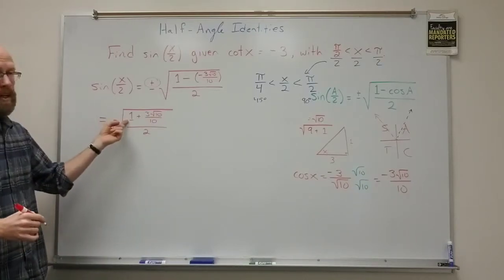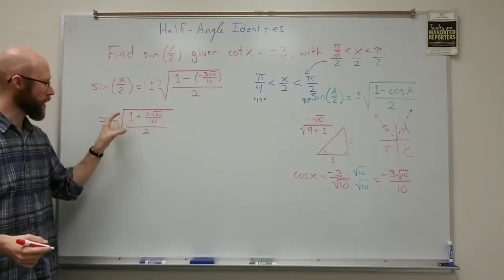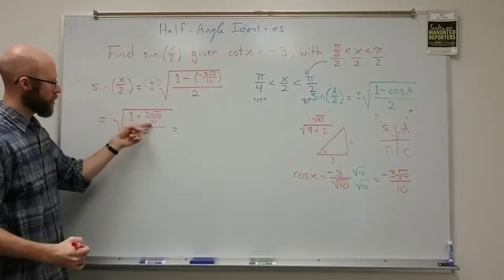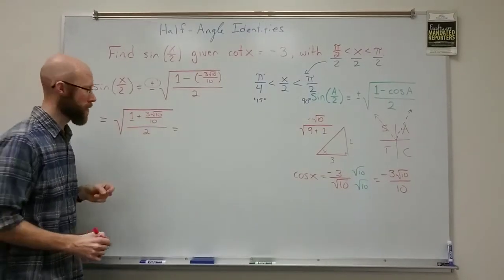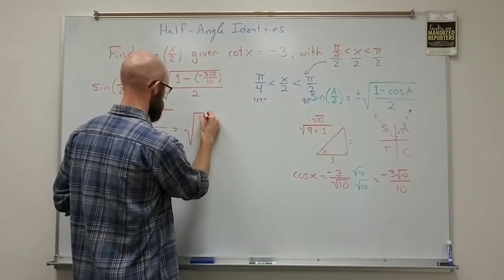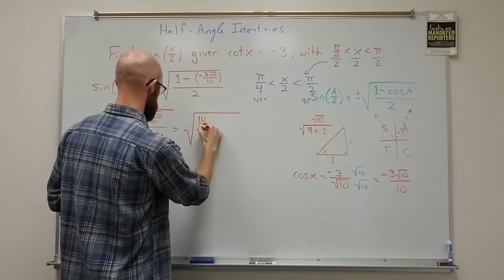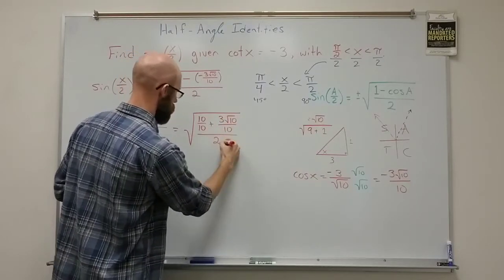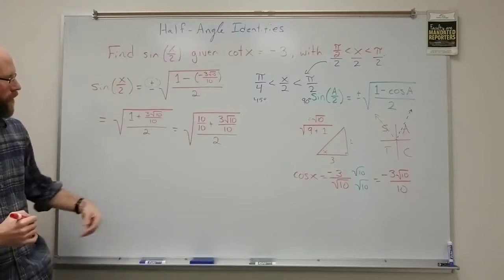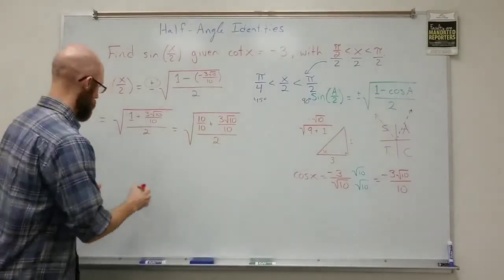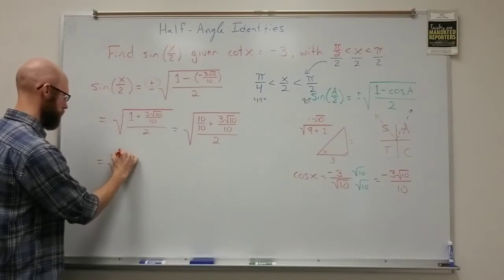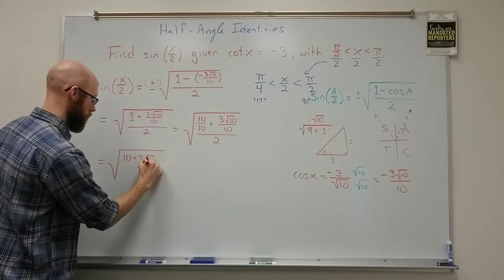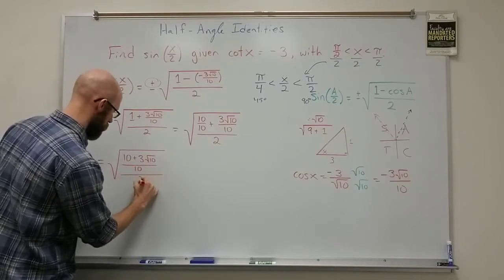Let's see, I should get a common denominator here, so we're going to do some simplifying. And ultimately, I want to get this into one nice fraction. So 1, to get a common denominator with a 10, is 10 over 10. So this becomes the square root of 10 over 10 plus 3 root 10 over 10 all over 2. All right, get the two fractions on top together. That will become 10 plus 3 root 10 all over 10, and then all over 2.